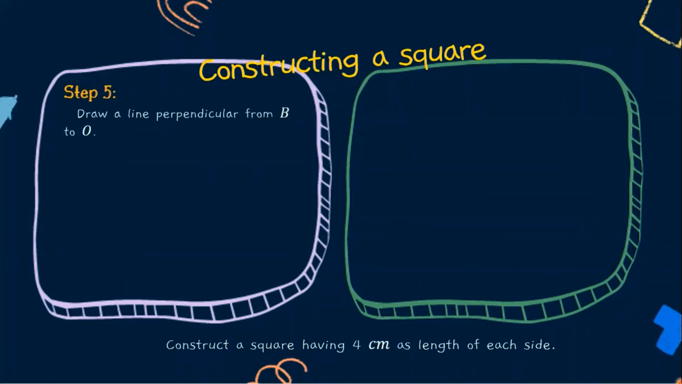Step 5, draw a line perpendicular from B to O. Ito yung ating last construction from step 4. From point B, gagawa tayo ng line perpendicular to point O.